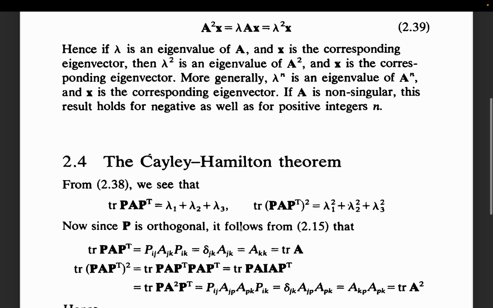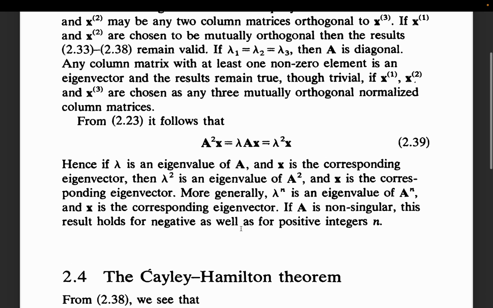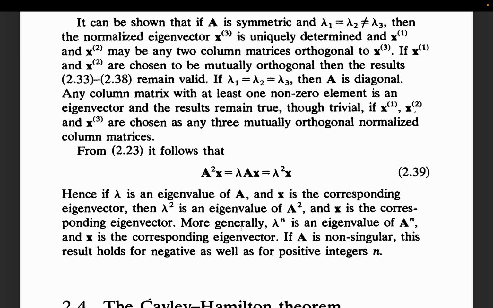Next thing is the Cayley-Hamilton theorem. And one more thing, if we have lambda as an eigenvalue of the matrix A, you take A square, act it on the corresponding eigenvector, then you can find that lambda n is the eigenvalue of matrix A n with the same x as the corresponding eigenvector.